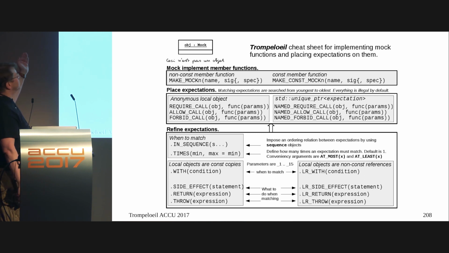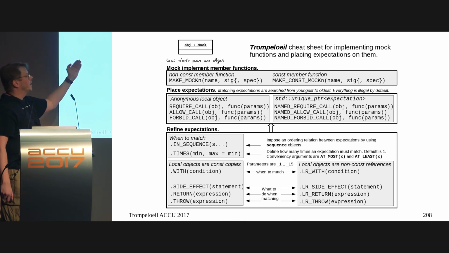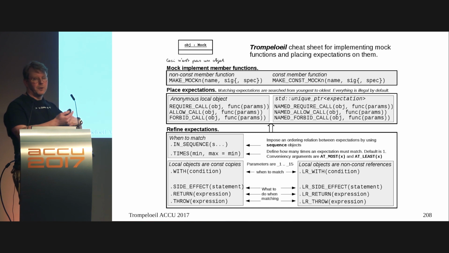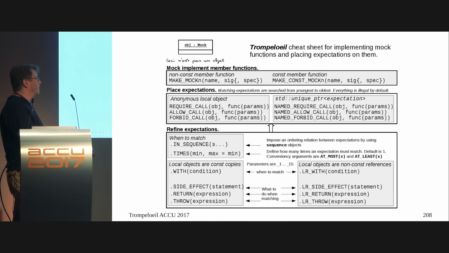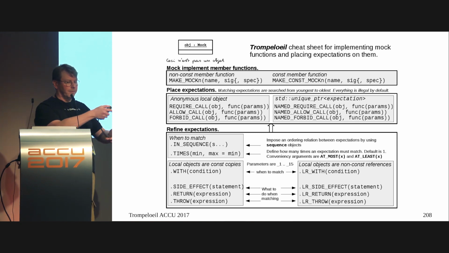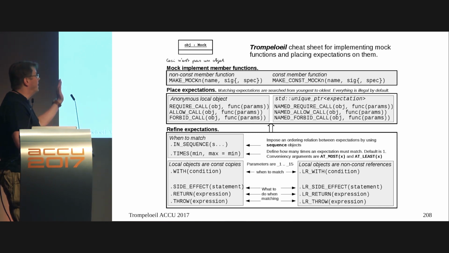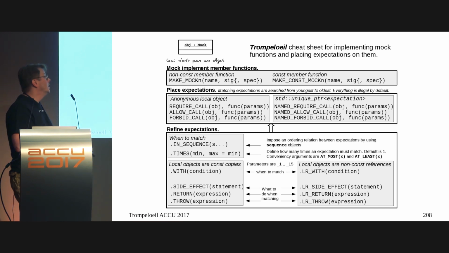it shows you how to make mock and make const mock with a name and a specifier: name, signature, and an optional specifier, like I showed you several times here. And it reminds you how to use require call, allow call, forbid call, that creates anonymous objects that must be fulfilled before you go out of scope, and the named counterparts that give you a unique pointer.